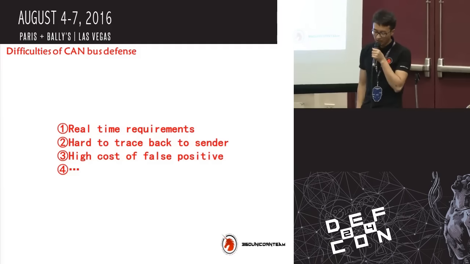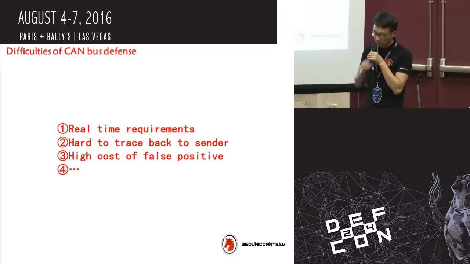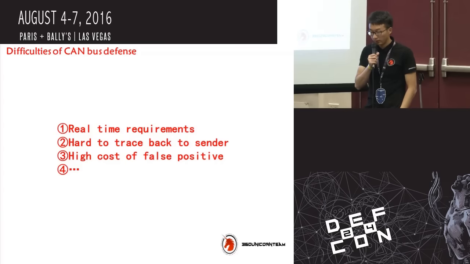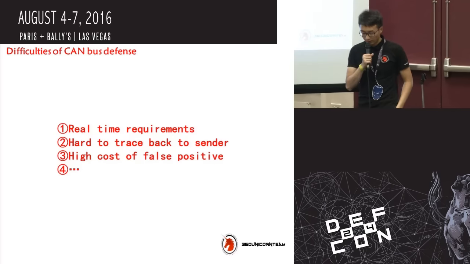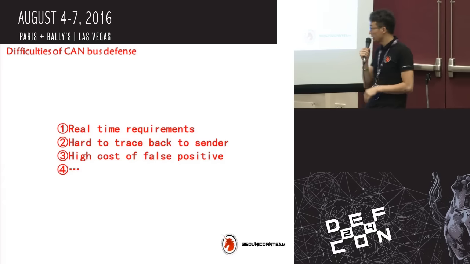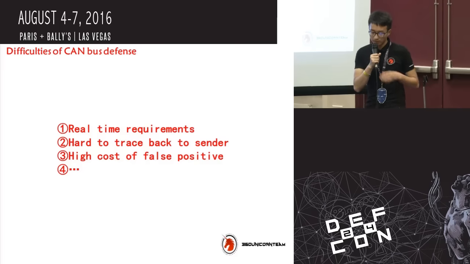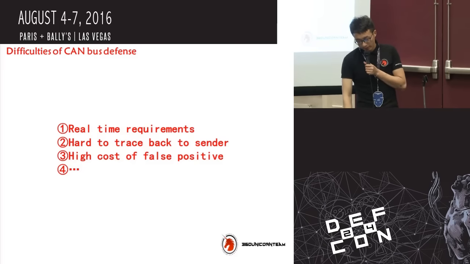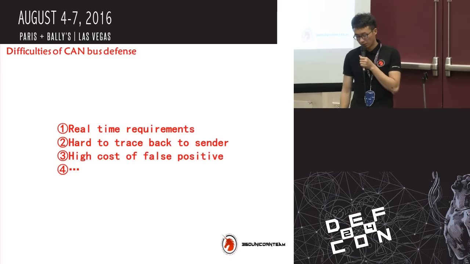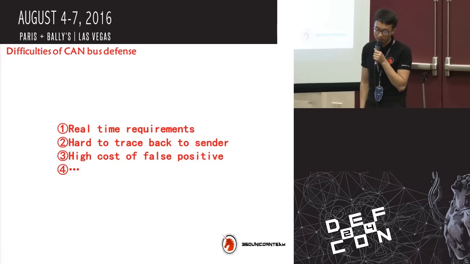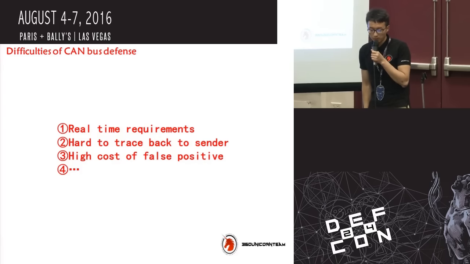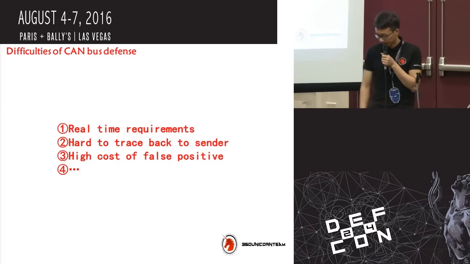Another problem is that it's very hard to trace back to the senders. As I just mentioned, the CAN bus only has a CAN ID. So if you detect a malicious packet, you cannot even decide which ECU transmitted that packet. So that's a problem too. And the third problem is the high cost of false positives. If you simply block communication between a certain ECU and the other ECUs, you are more than likely to cause problems.